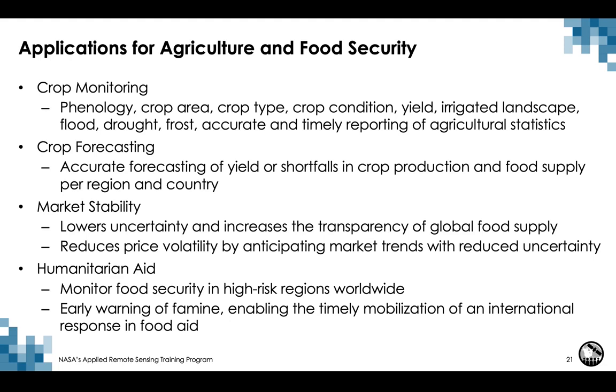Another application is for market stability. Remote sensing can be used to lower uncertainties and increase the transparency of global food supply. It also reduces price volatility by anticipating market trends with reduced uncertainty. Another application is for humanitarian aid. Remote sensing can be used to monitor food security in high-risk regions worldwide and provide early warning of famine, enabling the timely mobilization of an international response in food aid.